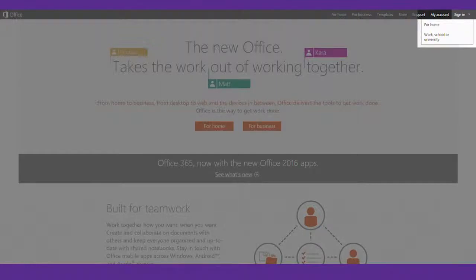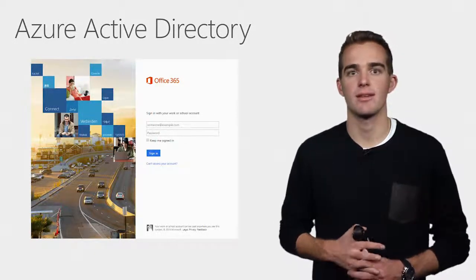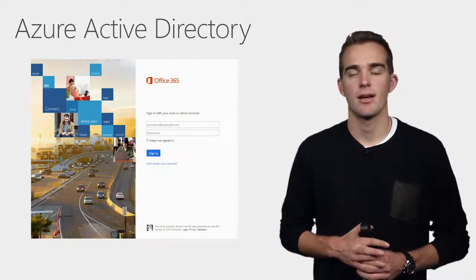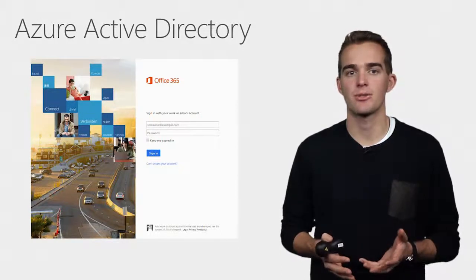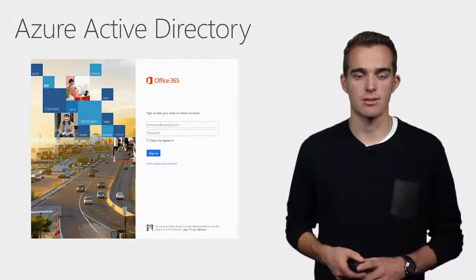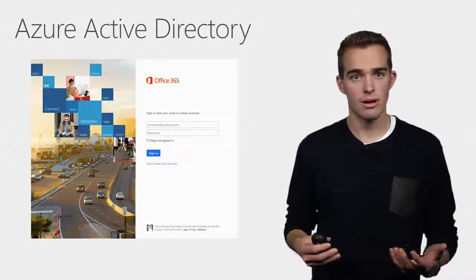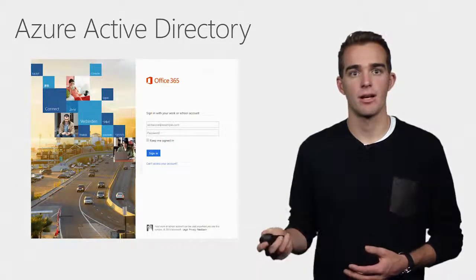Here we have Office.com, and when you first come to Office.com, you try to sign in, and you'll notice there's a decision that you have to make right off the bat. Do I sign into Office for home or for work, school, or university? Well, if you click work, school, or university, you'll end up here on this page. This is the Azure Active Directory sign-in page. It allows users to sign in to Office with their work or the school account that's been provided to them by their organization. So this is my Danny at Microsoft.com account or the Bob at Contoso.com account, etc.